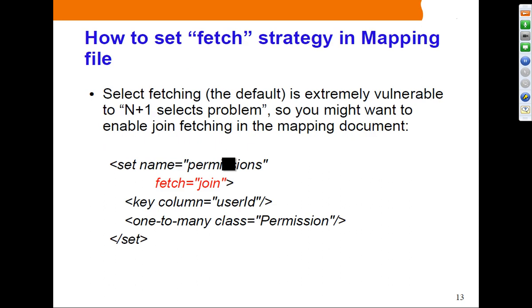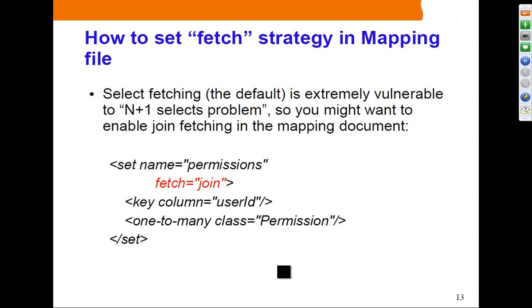Okay, so you can specify this fetch mode in HQL and the criteria API, but you can also specify it in the mapping file as a default here. So in this case, suppose this is the asset. This is a collection within another parent class, right?